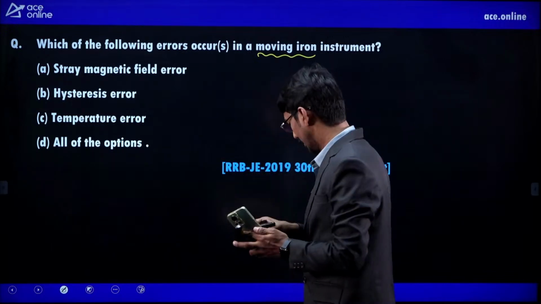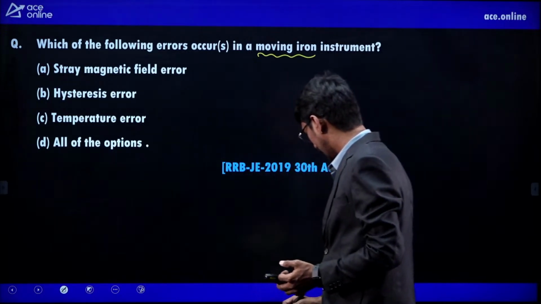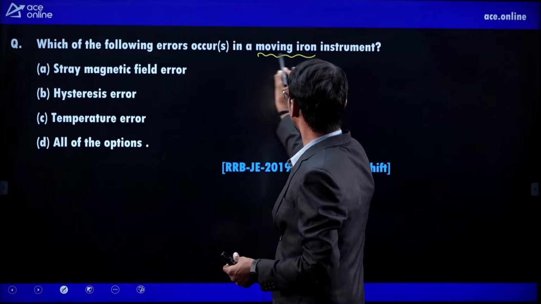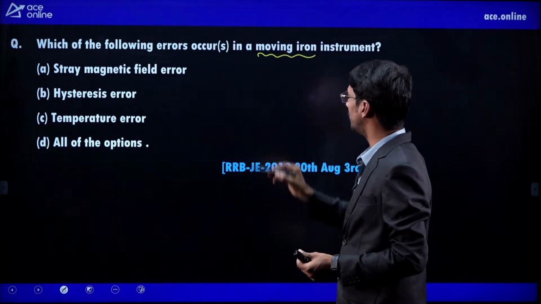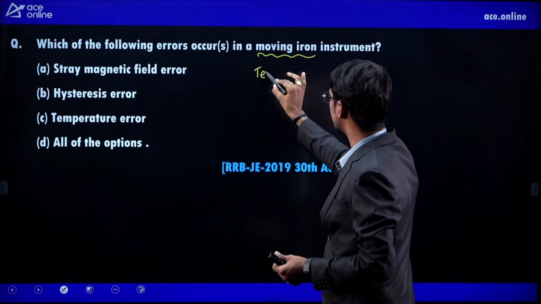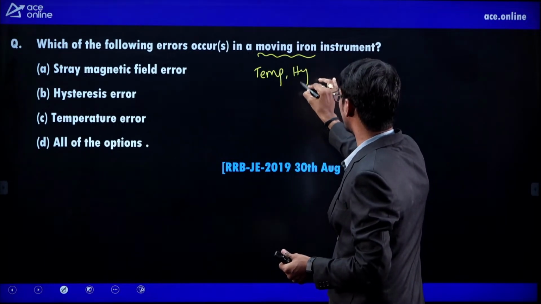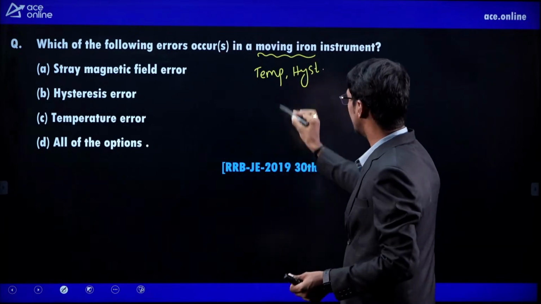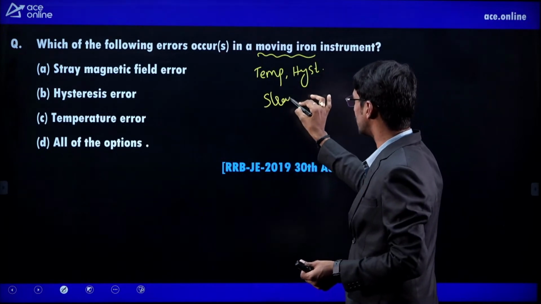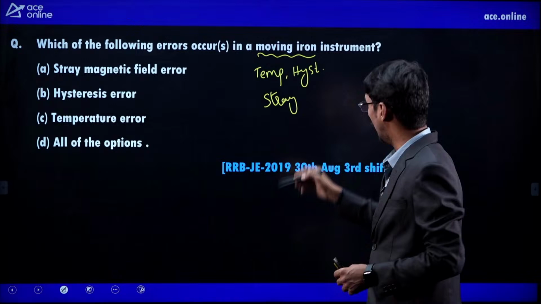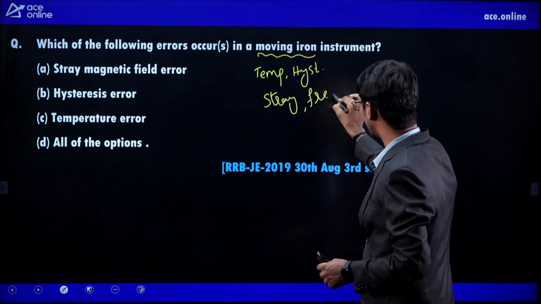Okay. Those who are watching, kindly respond. Here in the moving iron instrument, which errors will be there? Temperature errors are present. Hysteresis errors are present, and stray magnetic field errors are also present. Why, sir? And frequency errors are also present.